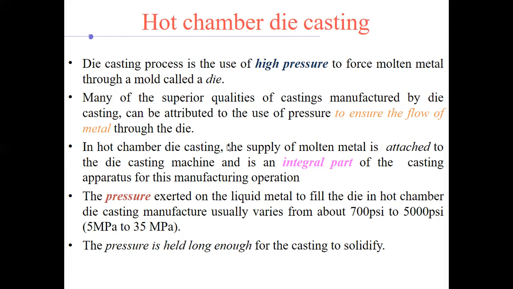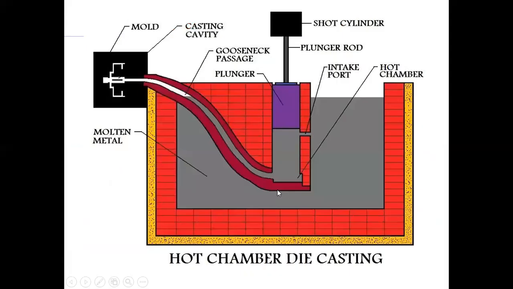Now you see, in hot chamber die casting, the supply of molten metal is attached to the die casting machine and is an integral part of the casting apparatus for this manufacturing operation. Unlike cold chamber die casting, in hot chamber die casting this setup for the molten metal is submerged, as you can see. The supply of molten metal will be an integral part of the process. That's what makes this different.